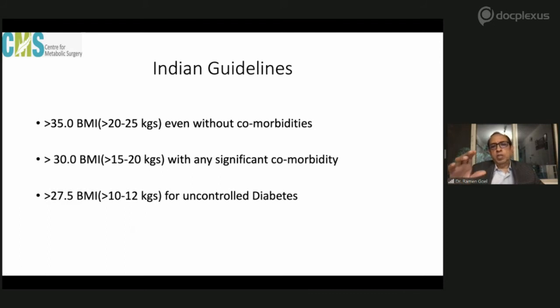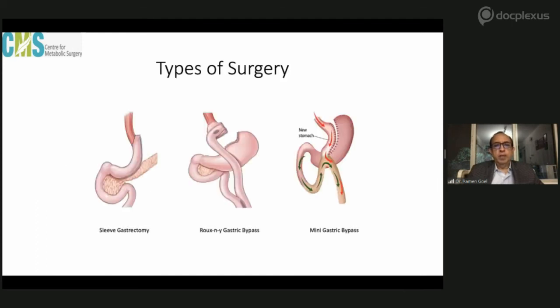So in the Indian scenario, as Dr. Gupte was saying, our cutoffs are lower. These surgeries have been advised at lower cutoff levels, primarily to help the patient lead a healthy life rather than suffer from it for a long time. These are the various types of surgeries which most of you know: sleeve gastrectomy, a Roux-en-Y gastric bypass, and a mini gastric bypass.